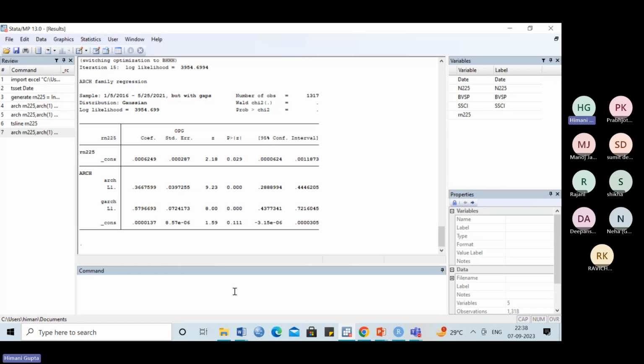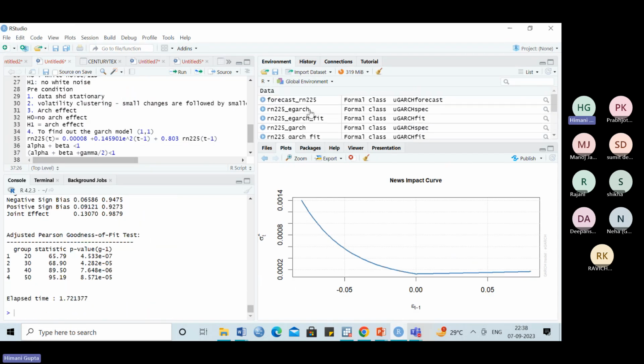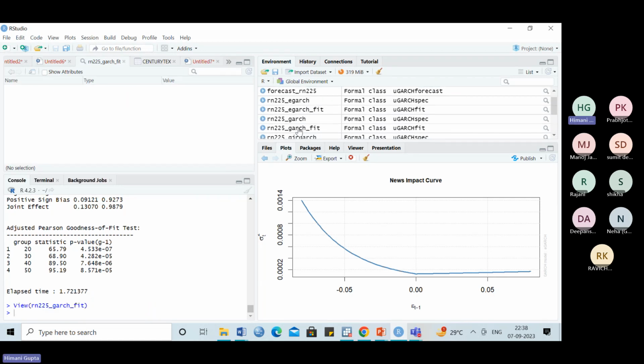But sometimes you can find that R is a different software, and Stata is a different software. So sometimes in Arch and Garch, the estimates that you are getting can be a little bit different. For example, over here, my Arch value is 0.366, and your Garch value is 0.579. Now let's go with the R.